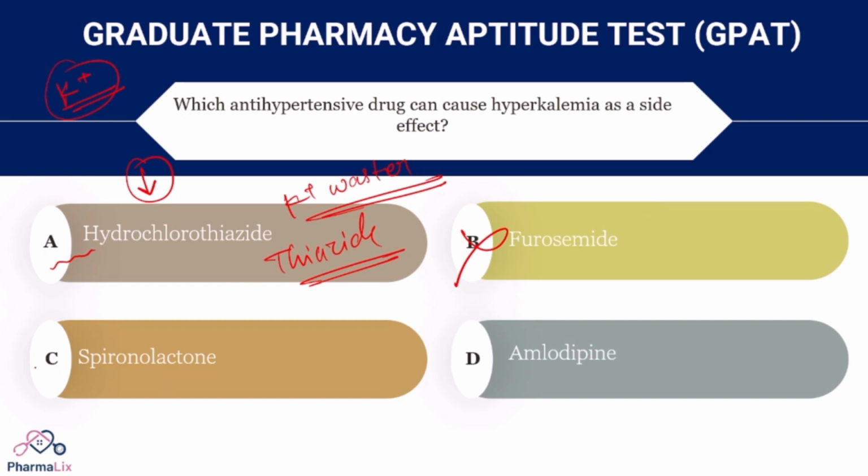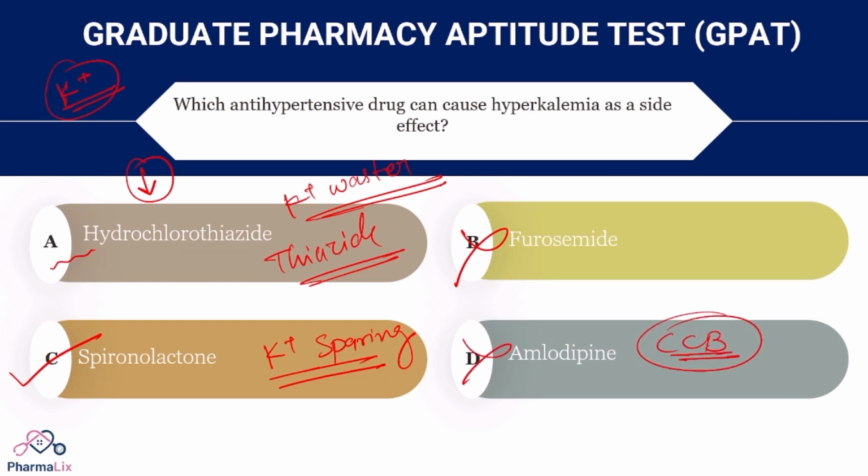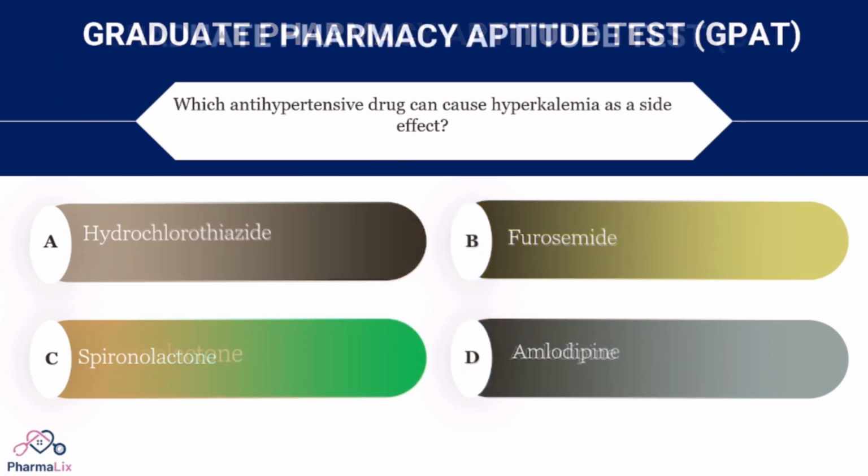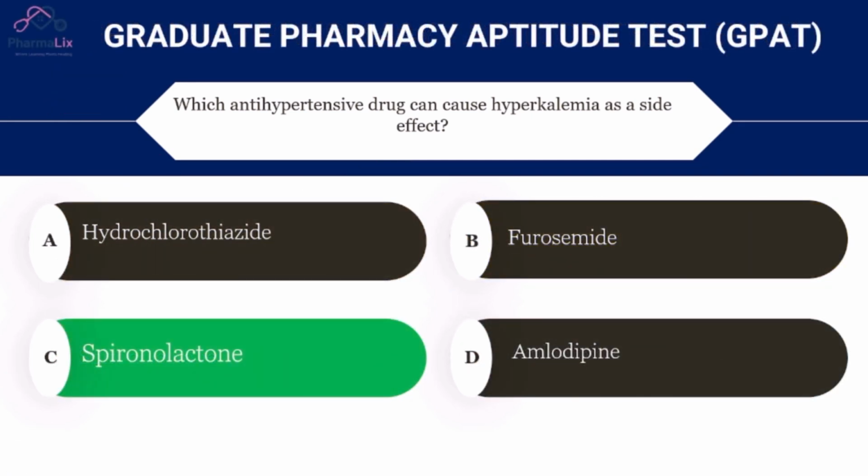Is it going to be spironolactone? Spironolactone is a potassium sparing diuretic, so this could be our answer. Amlodipine is a CCB, or calcium channel blocker, so amlodipine is also not the answer. So the correct answer is spironolactone.